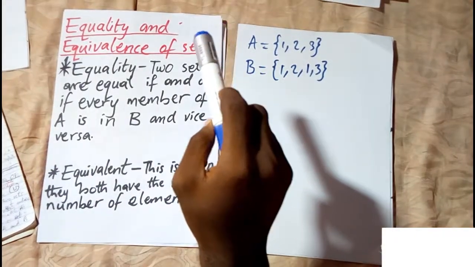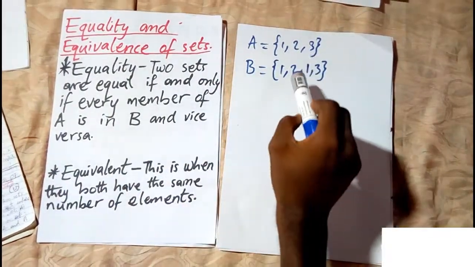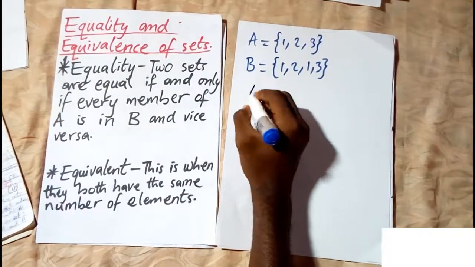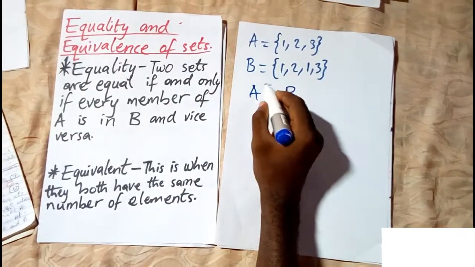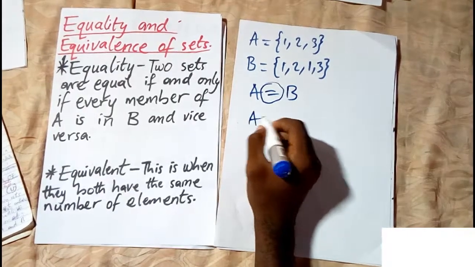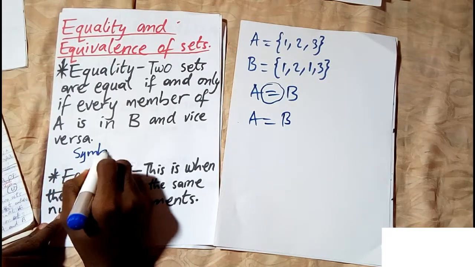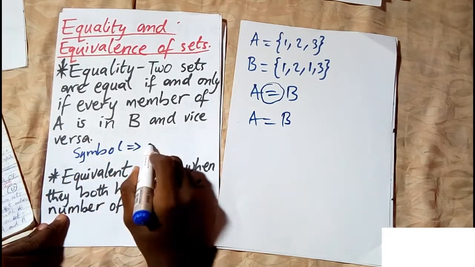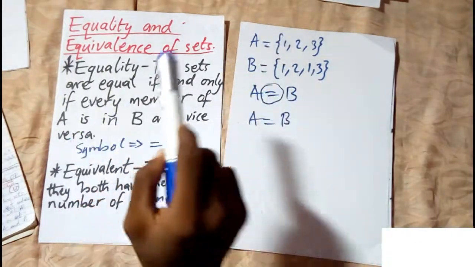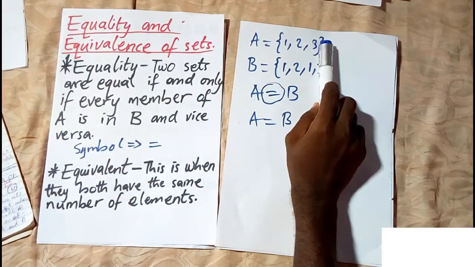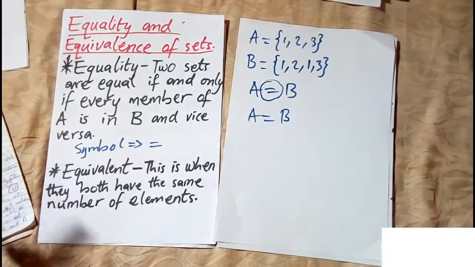All members in set A can be found in set B. So you can say set A is equal to set B. Our symbol for equality is the equal sign. Two sets are equal if and only if every member in A is in B, and every member in B is in A. So sets A and B are equal.